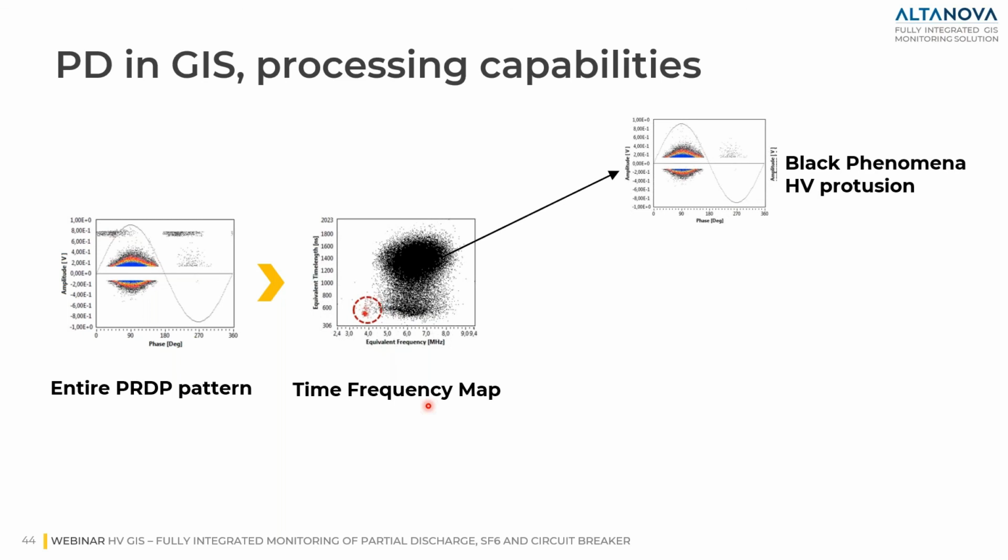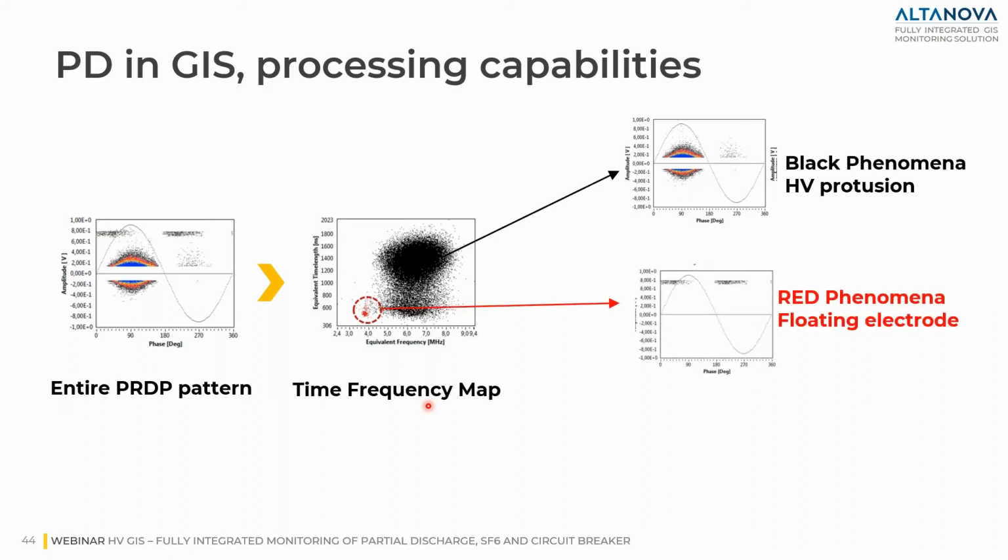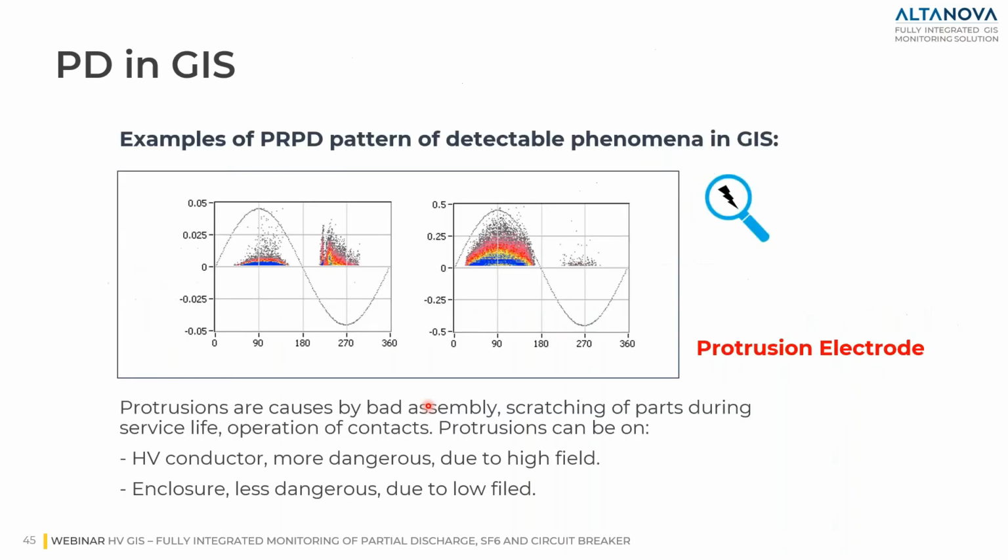One is the black one, where we have an HV protrusion type of defect that can be identified using even the database and the fuzzy logic algorithm, and the red one with the floating electrode. So in this case, we have two combined sources of PD. The system is capable of separating different phenomena and gives different alarms in this case, or in other cases when we have multiple PD activities.